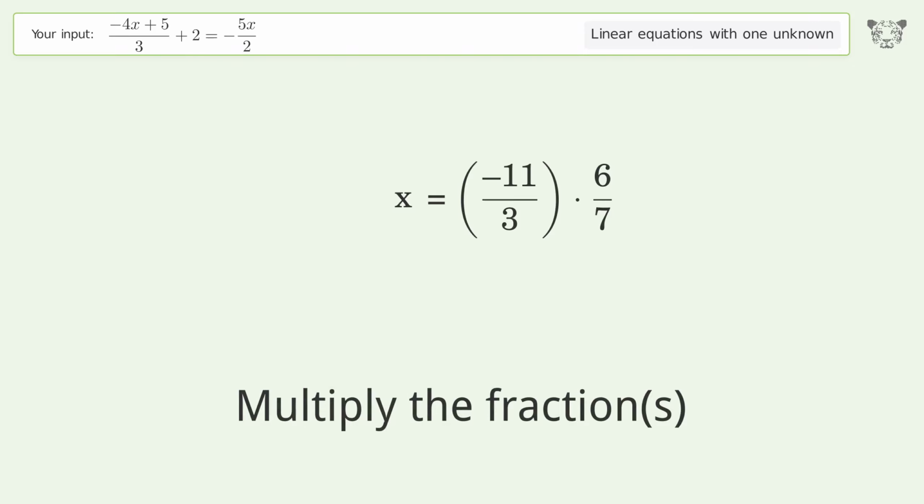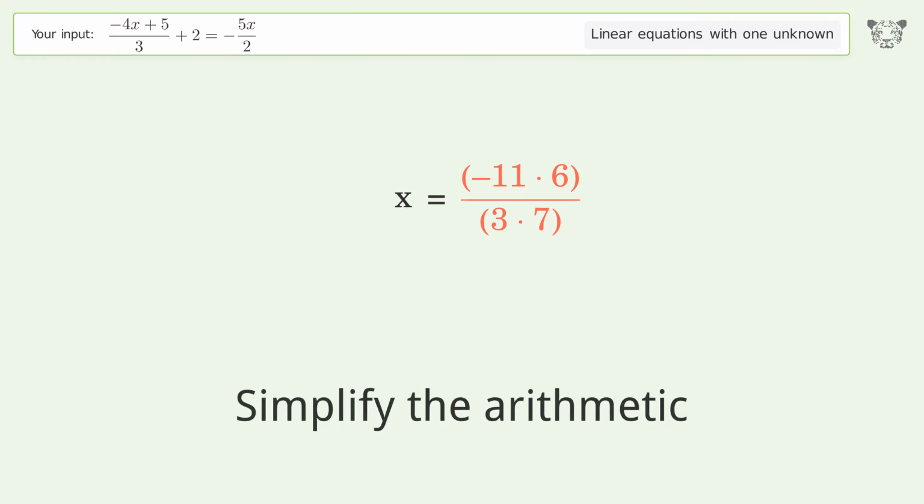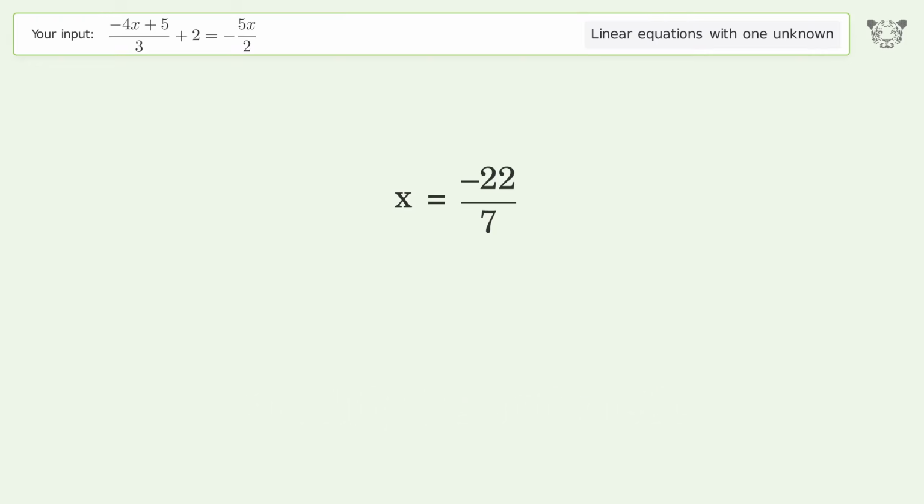Multiply the fractions. Simplify the arithmetic. And so the final result is x equals -22/7.